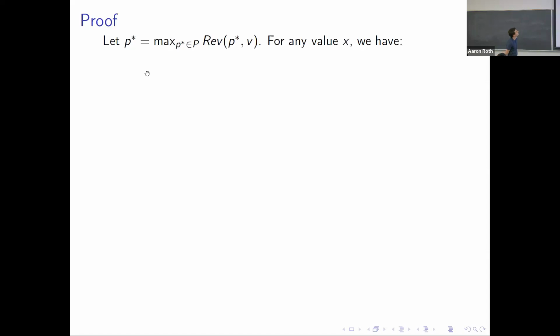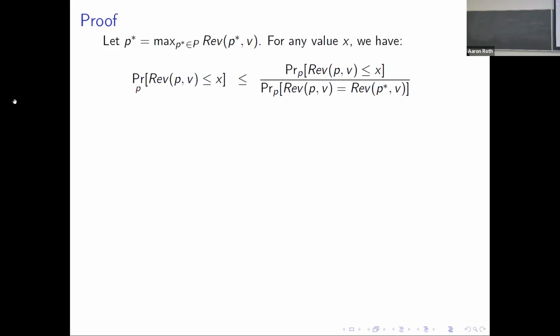Okay, so let's prove this. There's some price in our comparator set that maximizes revenue. Let's call that price P star. Now, we're not going to get revenue that's exactly competitive with the revenue we would have gotten from P star, but we don't want to do too much worse. Let's call X the threshold that we don't want to do worse than.